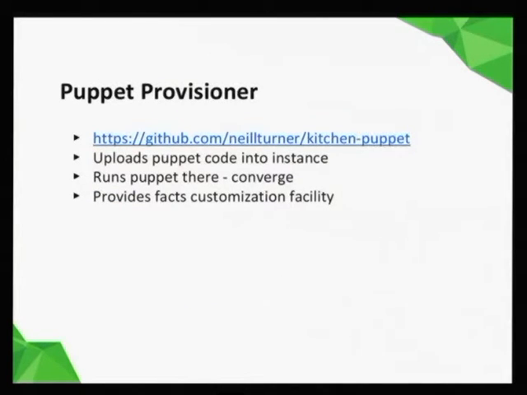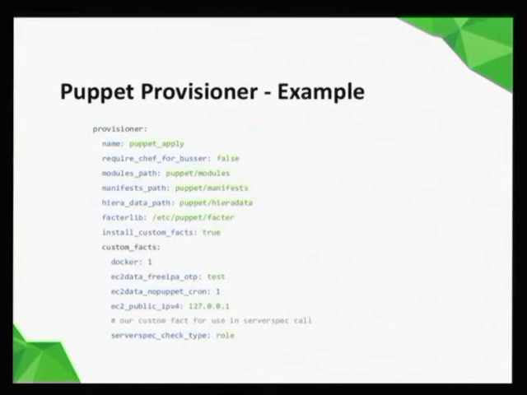So, the Puppet provisioner, also an external model. It gets Puppet into the instance under test, and the most important part from a test perspective is actually a facility to override Puppet facts to create interesting test constraints. So here is an example of our Puppet provisioner configuration.